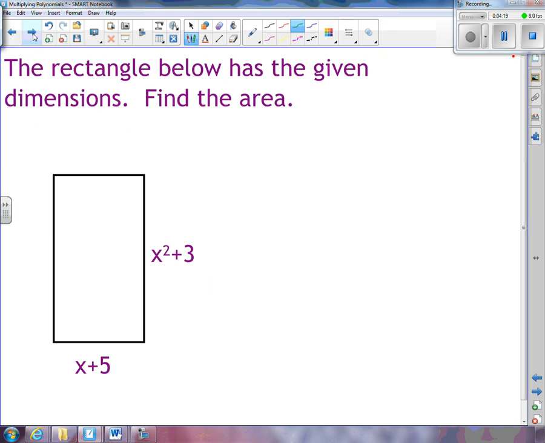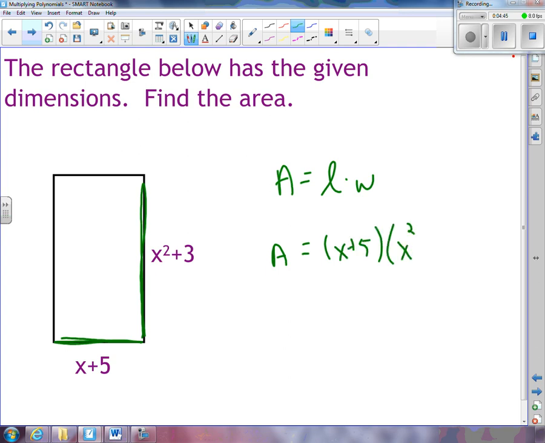So here, if I have a rectangle below that has these given dimensions. So the length of this rectangle is x plus 5, and the height of this rectangle is x squared plus 3. And if I wanted to find the area of that rectangle, all area is length times width, or say whatever you want to call it. So here my area would just be the one side times the other side. So here, in order to get that area, you should just FOIL this out.